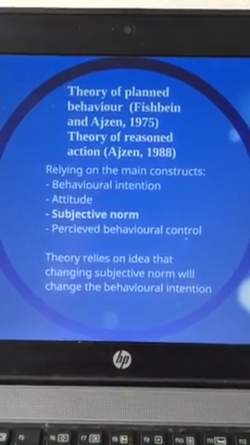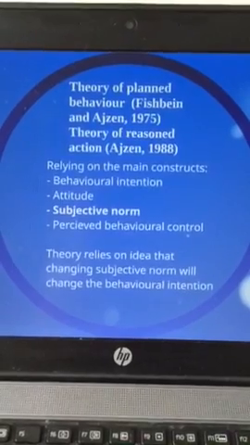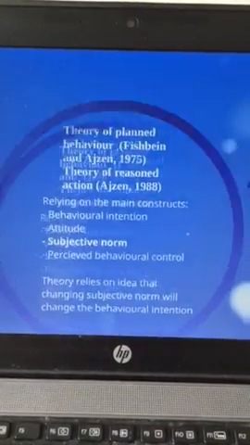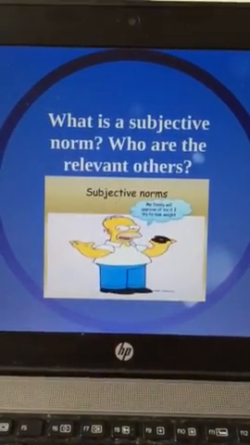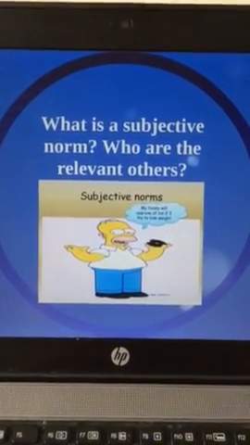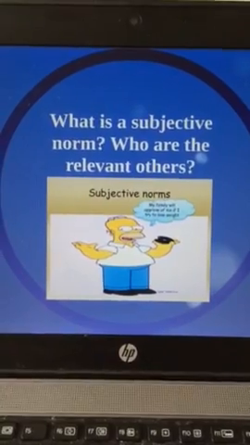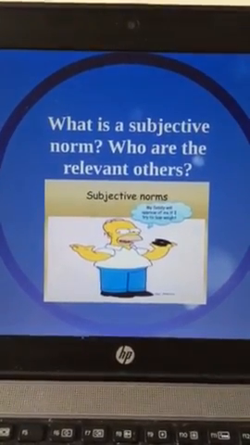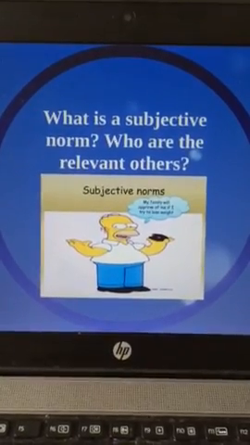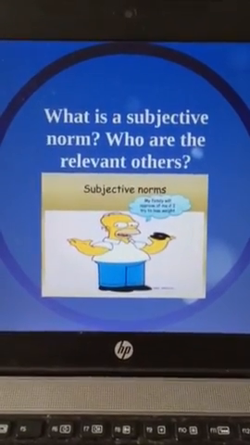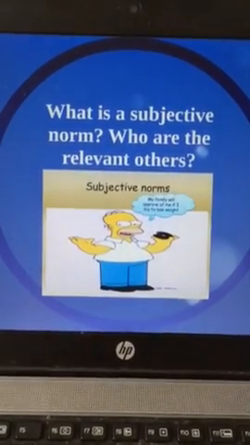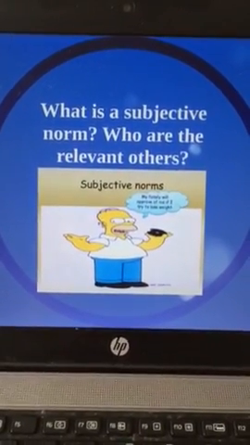So, according to the subjective norms, the theory relies on the idea that changing that norm can help contribute to changing the behavioral intention. The question that I ask you is, what is a subjective norm? Who are the relevant others? This is what the theory relies on: understanding the underlying beliefs first that you need to change, and who are relevant others or information that can change these beliefs.